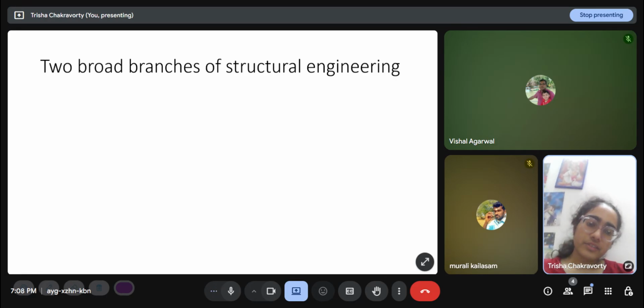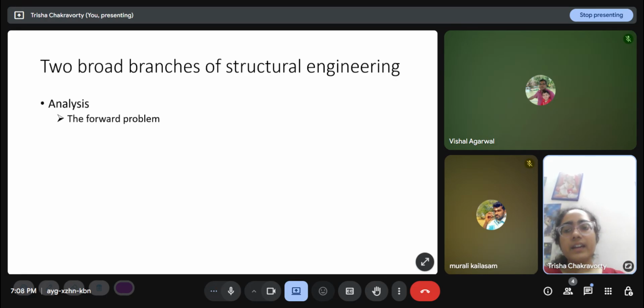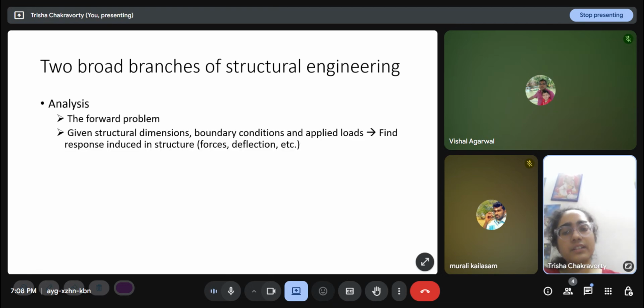There are two broad branches of structural engineering: analysis and design. Analysis is the forward problem where we are given the structural dimensions, the boundary conditions, the applied loads, and the materials, and we have to find the response induced in the structure in terms of forces, stresses, deflections and strains. Like in structural analysis, we draw a bending moment diagram, shear force diagram, and find the axial forces in the truss members. These are analysis because the entire structure and connectivity are given. The boundary conditions like fixed support, pinned support, roller supports are given, and the applied loads are also given. And we want to find out the response.